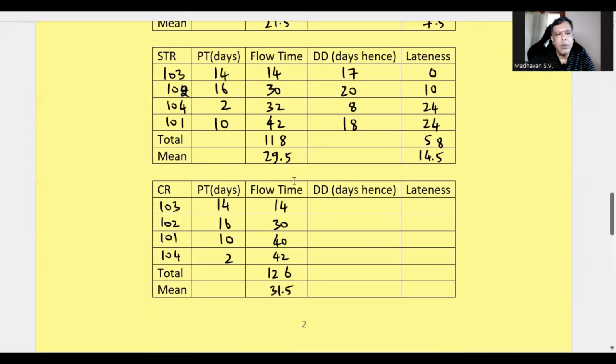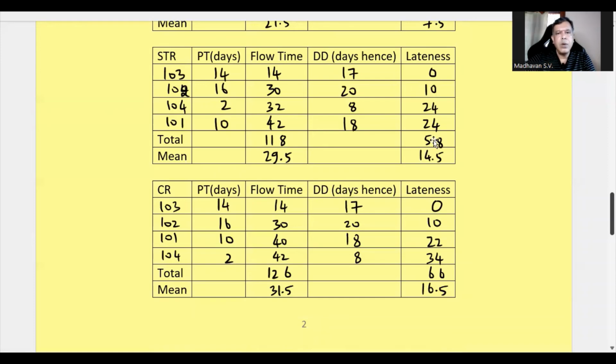Now for 103, the due date available is 17. 102, it is 20. 101, it is 18. And 104, it is 8. Now lateness, first one is getting completed in 14 days, but 17 days are still there. That means no lateness. Then next one, 30 minus 20, it is 10. 40 minus 18, it is 22. 42 minus 8, it is 34. Now let us add the total lateness. It is 66. So 66 by 4 gives you 16.5 as the mean lateness.